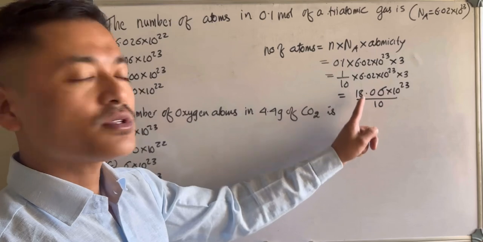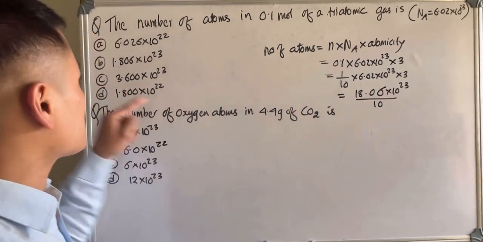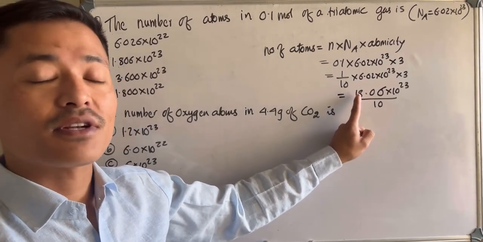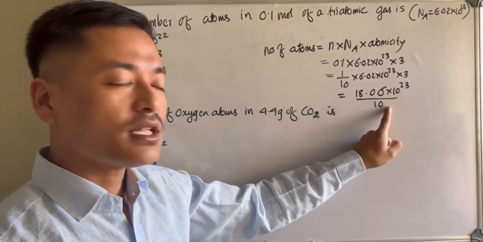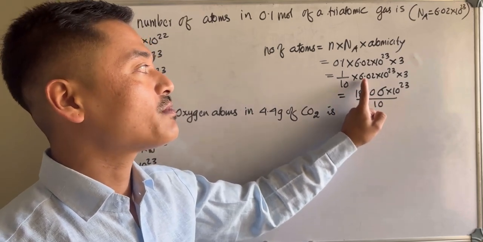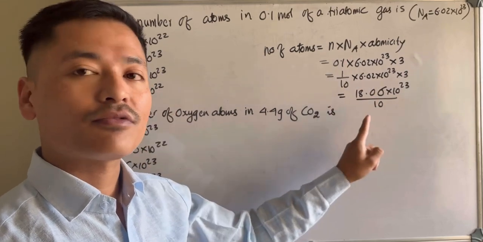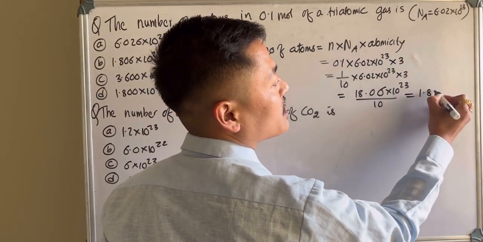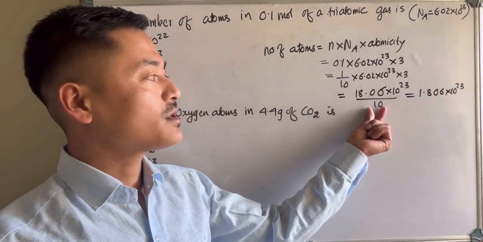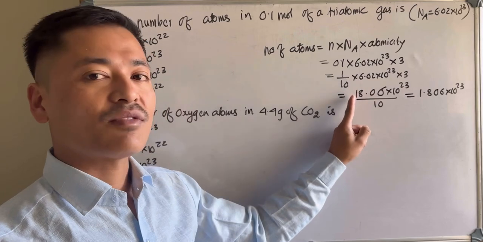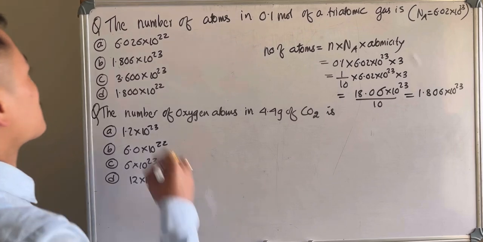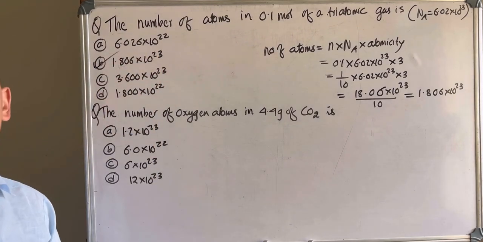Now there are no options which include two digits before the decimal, you can clearly see over here. That is why you need to shift this decimal one digit forward. Because of this 10, the decimal should be placed between 1 and 8. It should move forward. That is why the value will be 1.806 into 10 to the power 23, and you shouldn't write the 10, because instead of 10 you are shifting the decimal one place forward. That is why it is option number B. So this is how you must solve it.